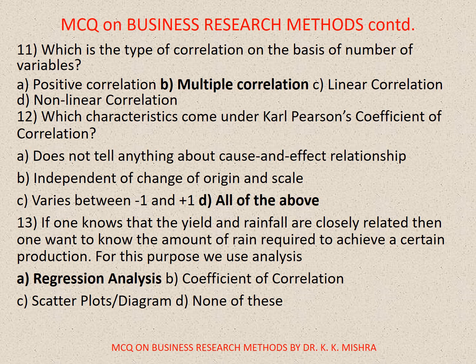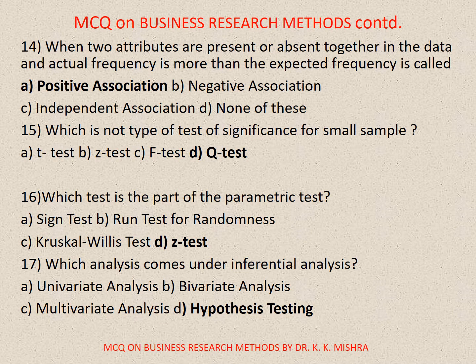Question number 13. If one knows that the yield and rainfall are closely related, then one wants to know the amount of rain required to achieve a certain production. For this purpose, we use analysis. A. Regression, B. Coefficient of correlation, C. Scatter plots or diagram, D. None of these. Correct option is A. Regression analysis.